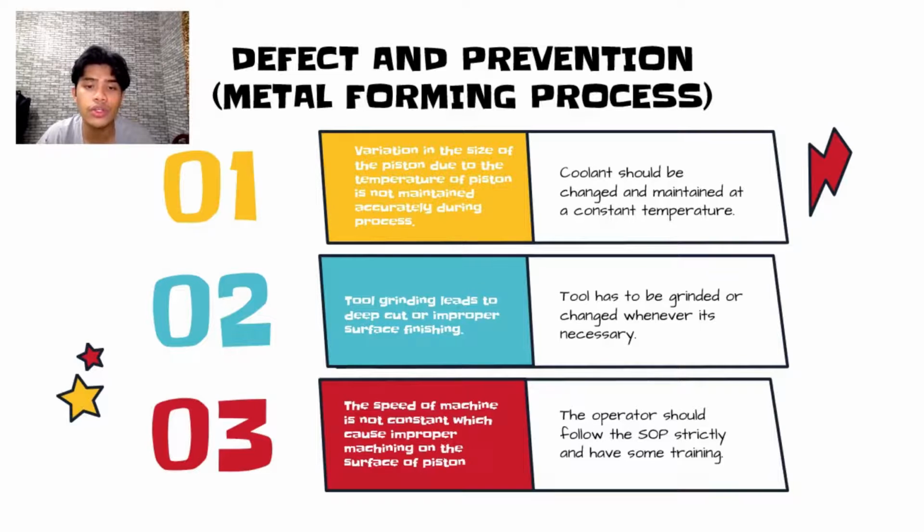Next, tool grinding leads to deep cuts or improper surface finishing. To prevent it, the tool has to be ground or changed whenever it is necessary. Lastly, the speed of the machine is not constant, which causes improper machining on the surface of the piston. To avoid this, the operator should follow the SOPs strictly and have some training.